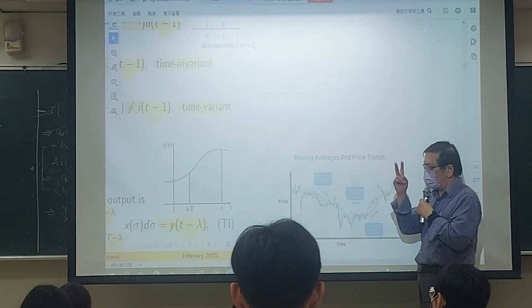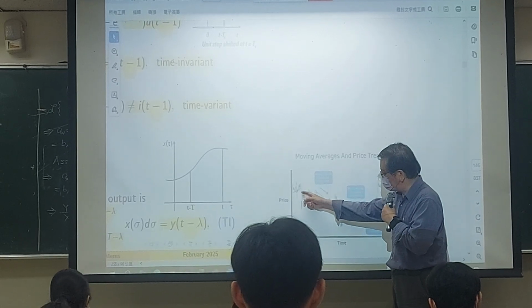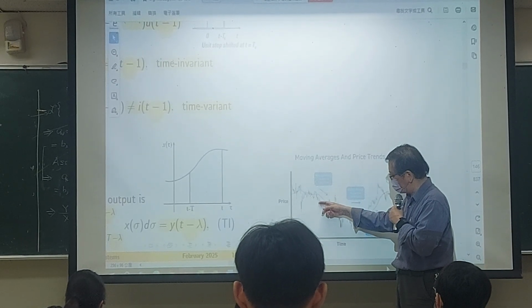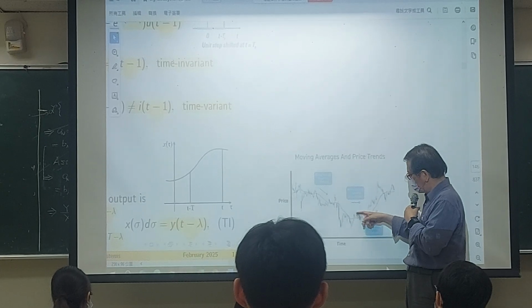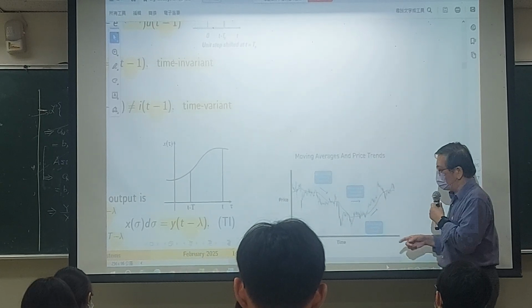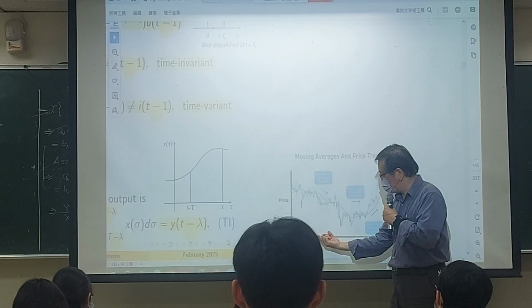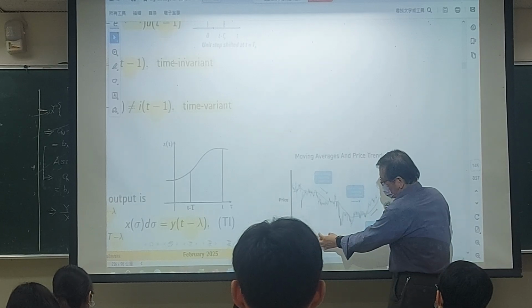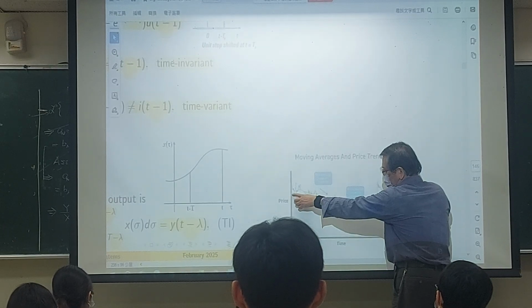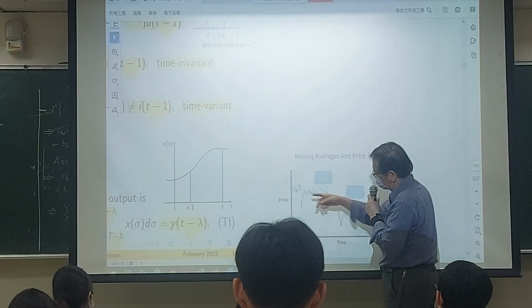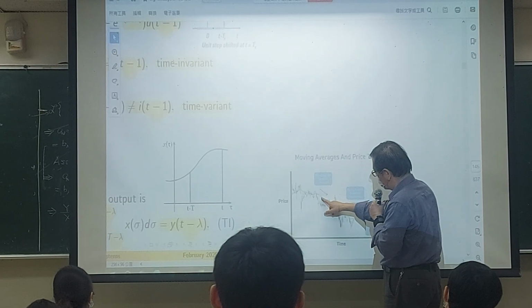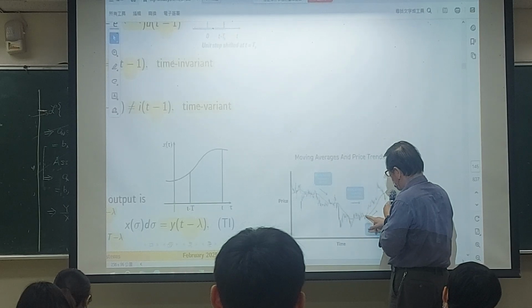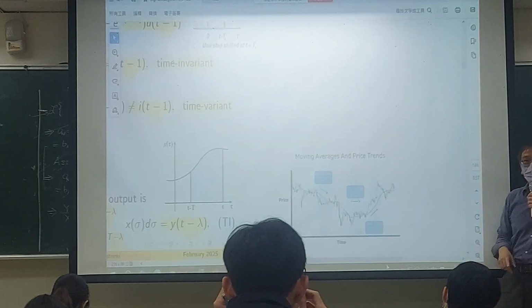Okay, here we have two curves. One is the raw data. You can see that it jumps around, very noisy data, right? Now, if you use the moving average, the window is this, okay? Then you can see that the curve is much smoother. Then you can see the trend of the data, okay?